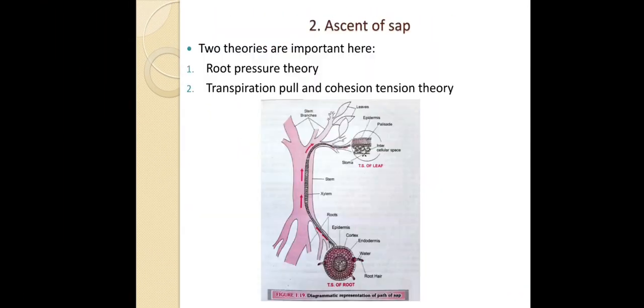Okay, now next is ascent of sap. Ascent of sap means the upward movement of the water and minerals. So here two theories are important. Okay, so this is the important part now. So root pressure theory, and transpiration pull and cohesion tension theory, these two theories are important in the ascent of sap.